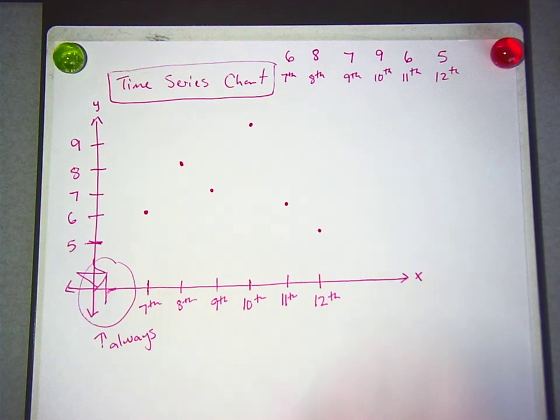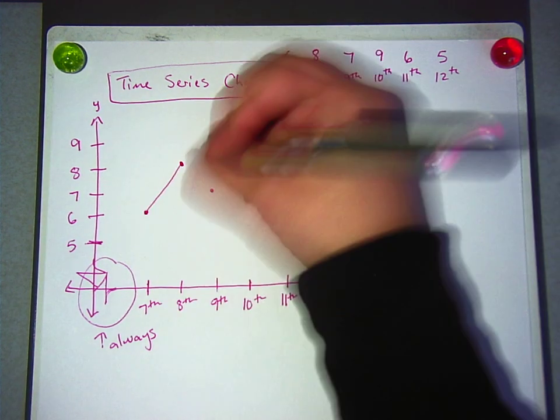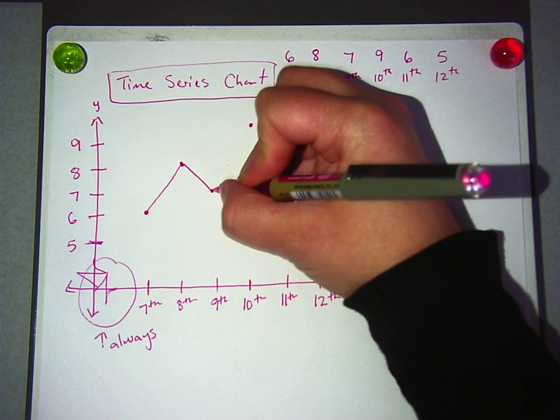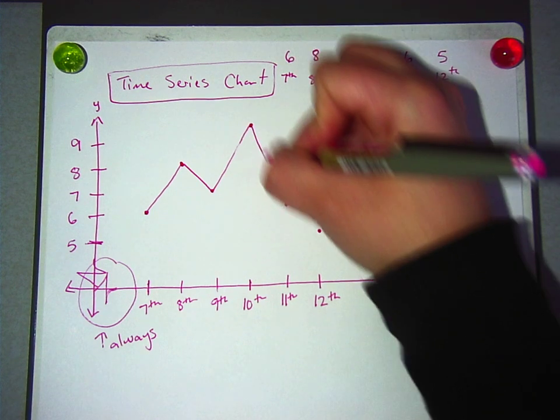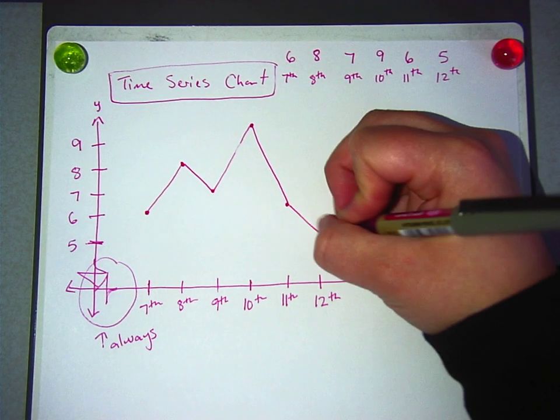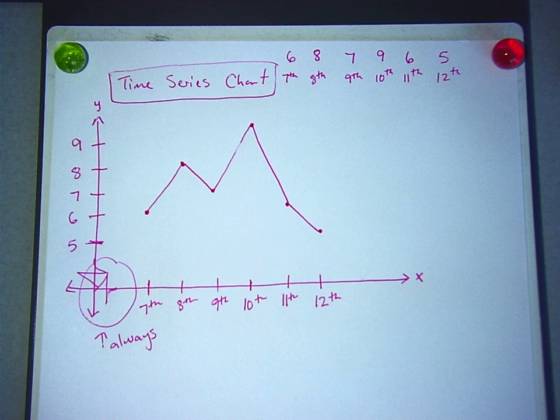Yeah. A time series chart always is a line graph to show you how things are moving. This is the kind of statistics that you would generally see in a boardroom where they're like, how's our stocks doing?